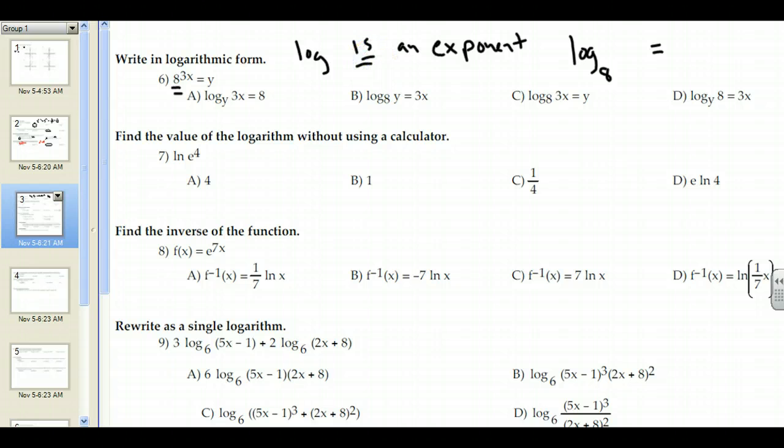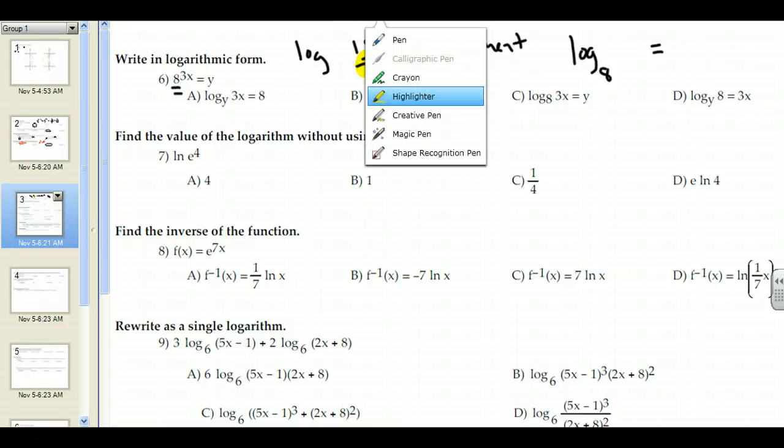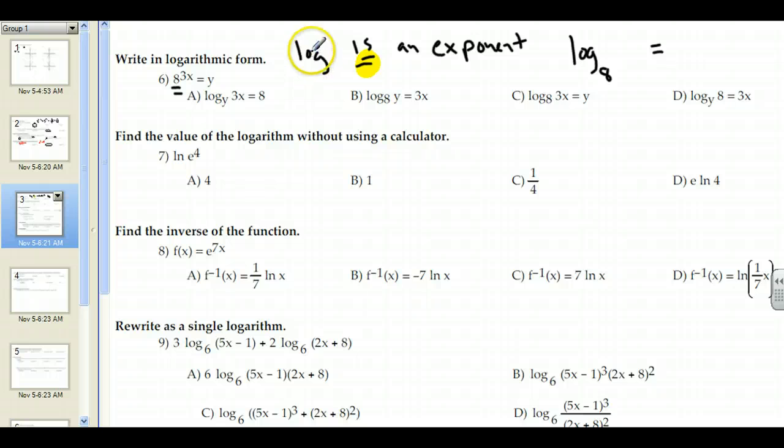Is another way to say equals. 2 plus 2 is 4, 2 plus 2 equals 4. The log equals the exponent. What's the exponent? The exponent was 3x. So that means it's going to be over here where the exponent was. And what does that leave? That leaves y. So y is the only thing that hadn't been accounted for.